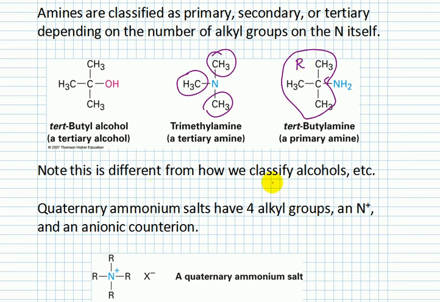Now, notice this is different from how we classify alcohols. A tertiary alcohol would be something like tert-butyl alcohol, where instead we look at the carbon next to the OH and how many R groups are attached to that. Okay? With amines, we look directly at the nitrogen. So that should be clear.